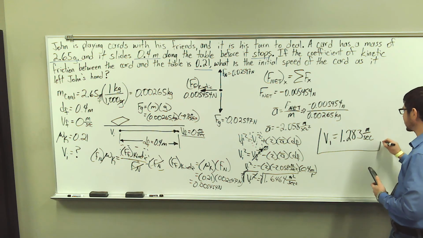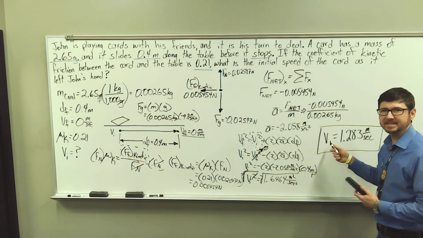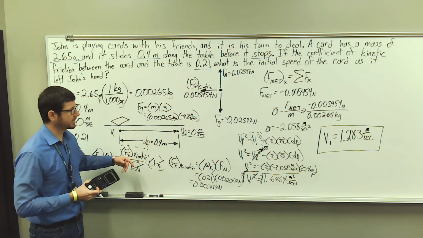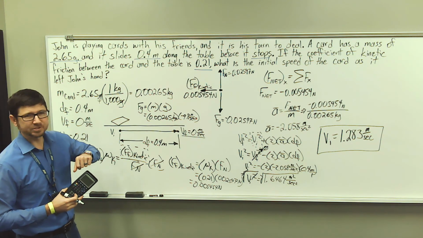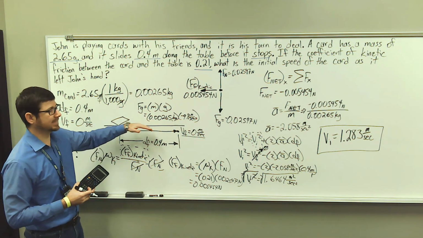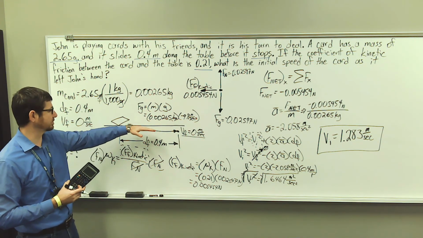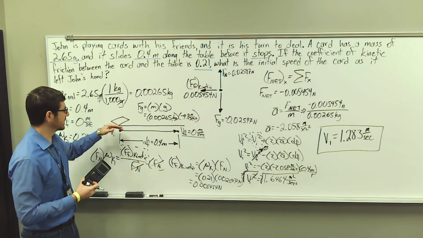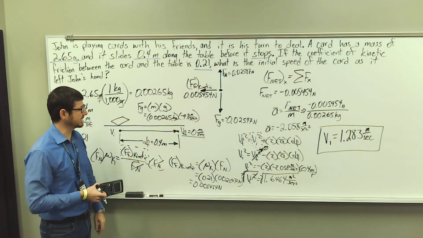And this checks out because remember, velocity is a vector. And when we set the problem up, we have an initial velocity moving in a positive x direction. Remember, it is a vector, so the positive sign does show it has a positive velocity initially.